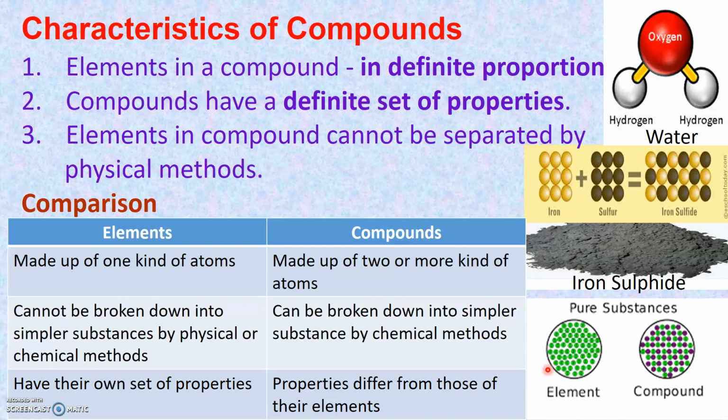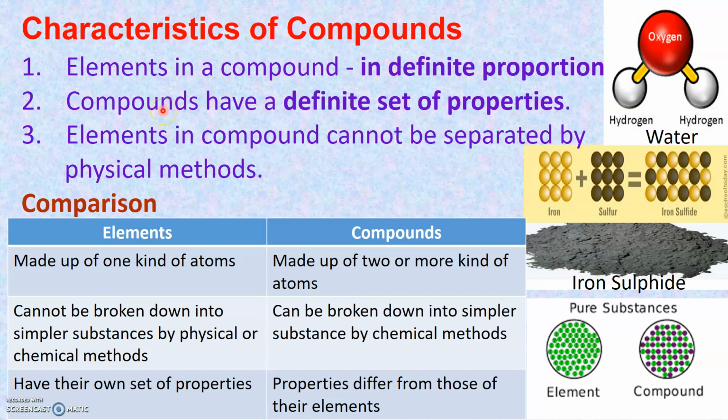Now let us see a few of the characteristics of compounds. Elements in a compound are present in a definite or fixed proportion. That is, only two atoms of hydrogen should combine with one atom of oxygen in order to give a molecule of water. And the combination of these water molecules will give rise to the formation of the compound H2O. So, only if two atoms of hydrogen combine with one atom of oxygen, we can say that a molecule of water is formed. This we call the definite proportion.